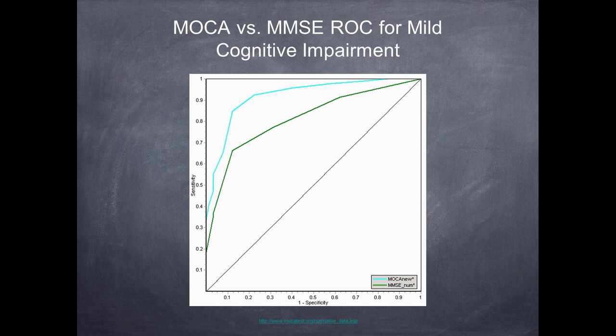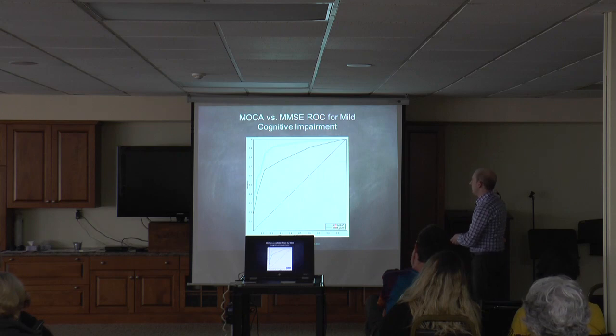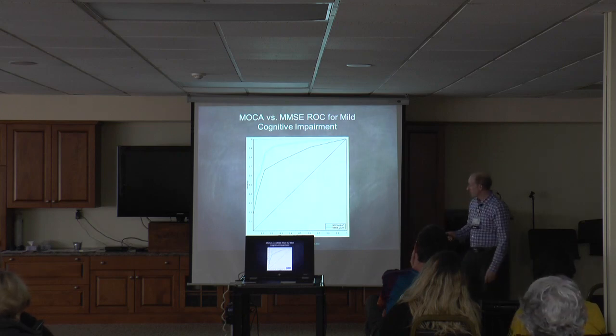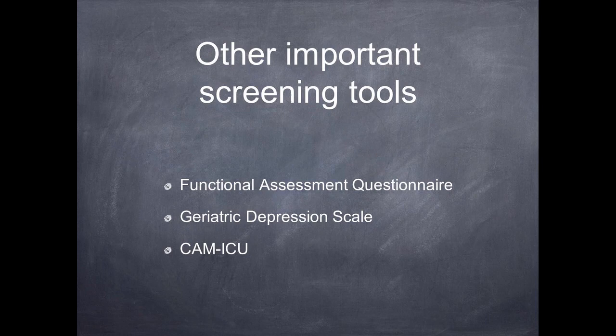And the light blue line is the MoCA, the test that just went over, MSE, and then just a flip of a coin. And so obviously down here, that's not where you want to live. And so it's a better test, an all-around better test.